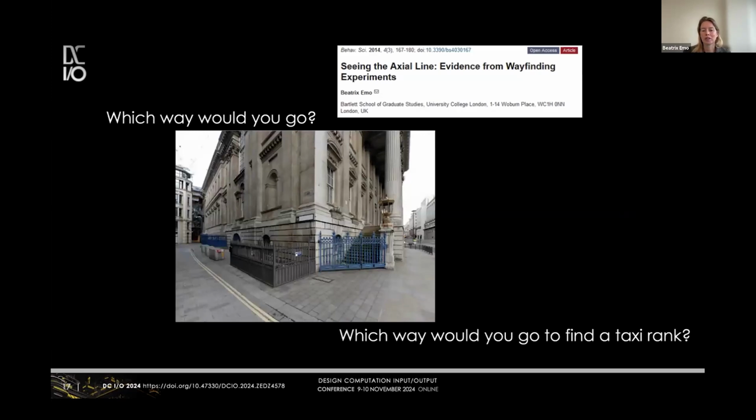So this study was part of my PhD. And what I did is I took photographs of street corners from the City of London. And I asked people initially, which way would you go? Which is like an open navigational question. And then which way would you go to find a taxi rank? And the idea behind the taxi rank question was to get them to focus on something that is spatially defined. So you would find a taxi rank on a street that is more connected, but it's visually neutral because I was recording where participants were looking using an eye tracker.